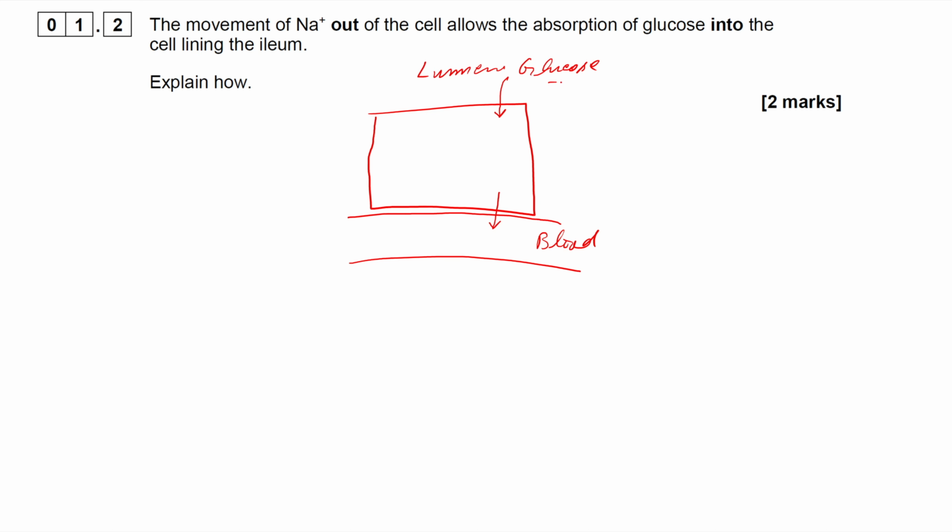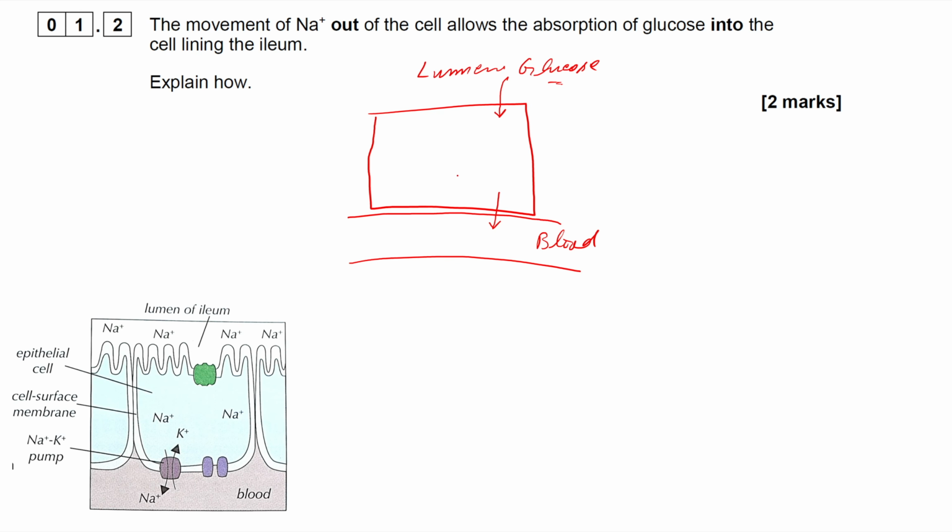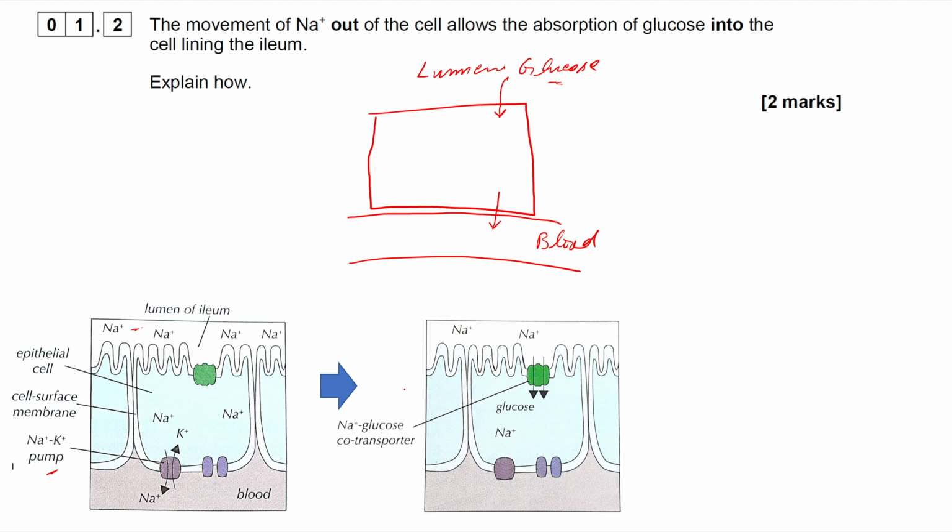Now the problem is glucose is a big molecule and it can't pass through the membrane, so it needs some carrier proteins. So let's see how it works. So here we have the ileum cell. The first step is to get rid of the sodium inside the cell, and for that purpose the sodium potassium pump is used. So sodium is removed from the cell, and that decreases the sodium concentration inside the cell. So now we have more sodium outside the cell compared to the inside, and that establishes a sodium concentration gradient from outside to inside. So if you look here, we have a sodium glucose cotransporter. What this does is transport sodium into the cell, and every time sodium moves inside the cell, it brings a glucose molecule with it, and that's why it's called sodium glucose cotransporter.